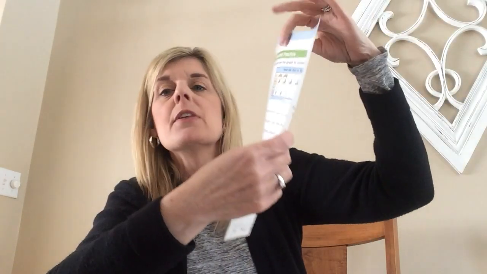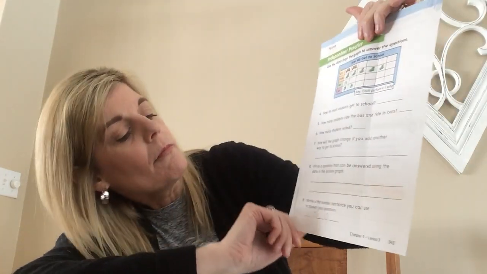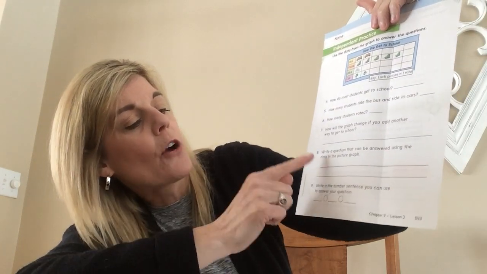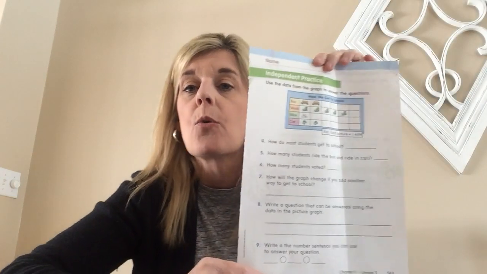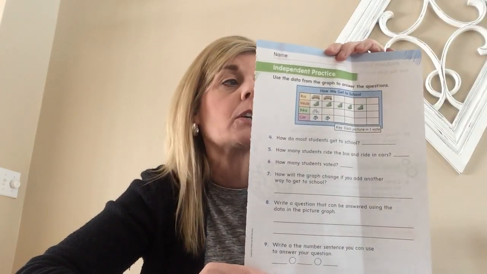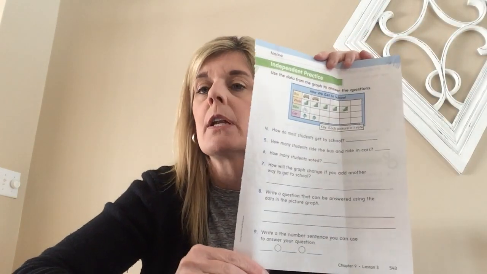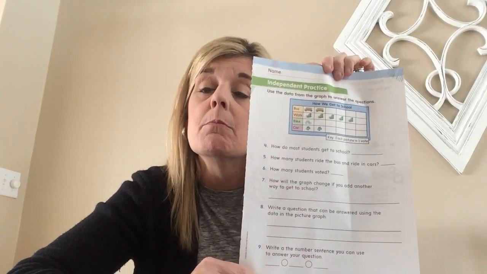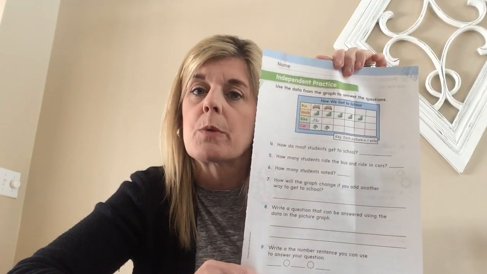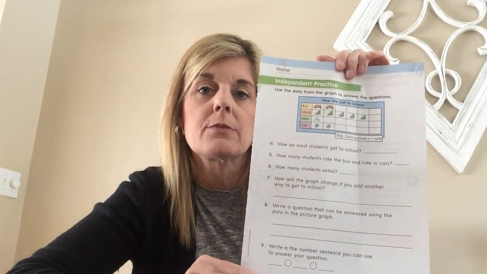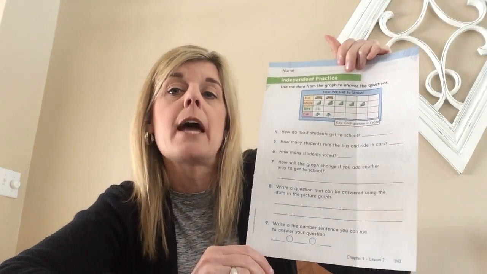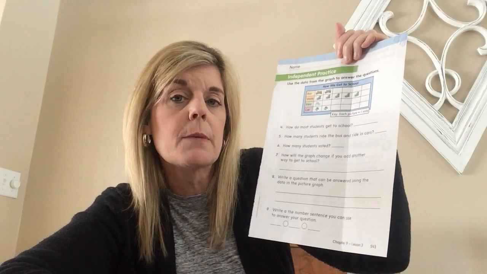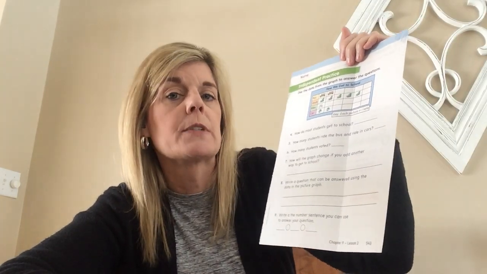Now, on this side, boys and girls, number 8 says, write a question that can be answered using the data in the picture graph. We have spent some time with our picture graph unit and our tally chart unit talking about how many more or how many fewer. So we were asking comparison questions. Okay, so the question that you need to write for number 8 needs to be a comparison question. So you need to ask either how many more of something or how many fewer of something.